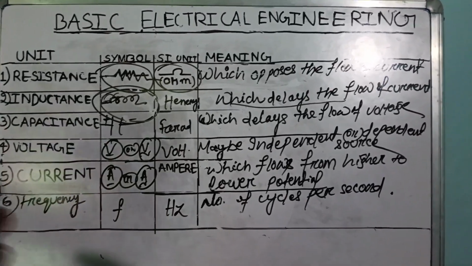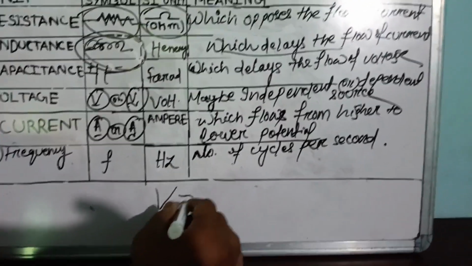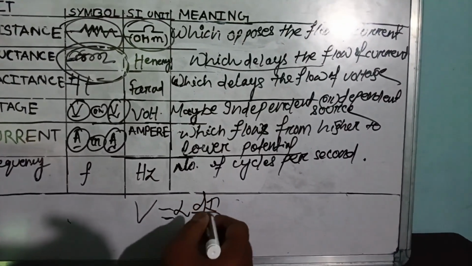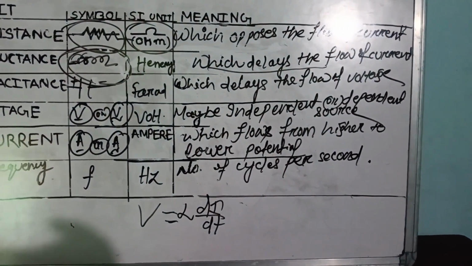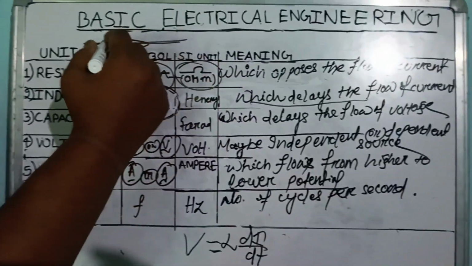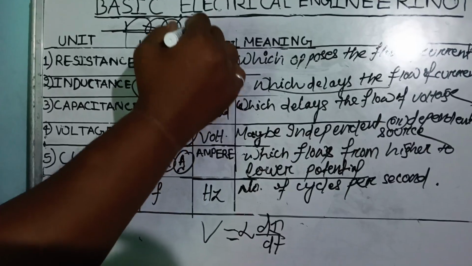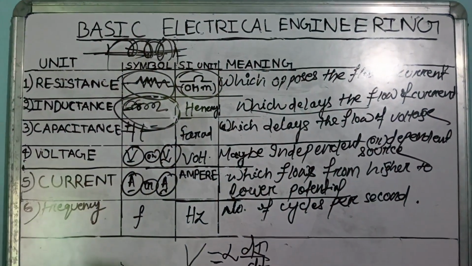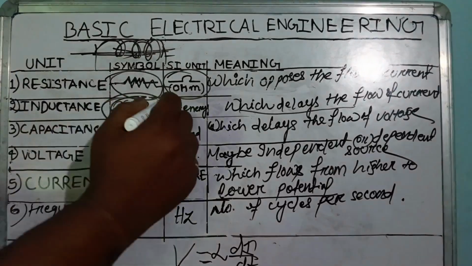So that's why we can write V, the voltage across the inductance, is L di by dt. It is a round-shaped structure, meaning the current does not flow directly from one point to another, rather it is moving like this. It delays the flow of current. Its unit is Henry.